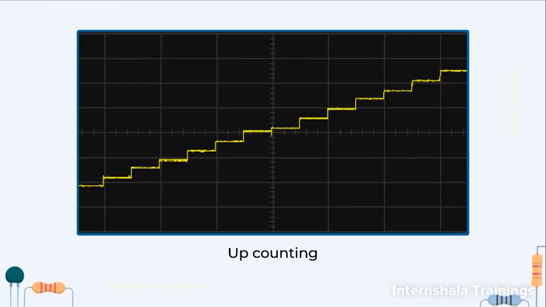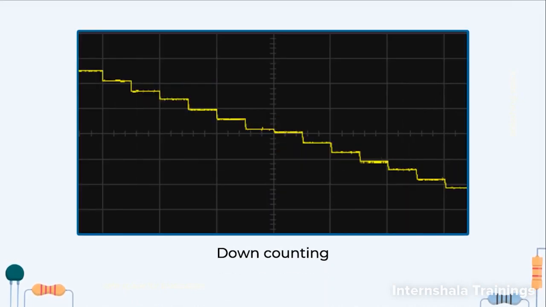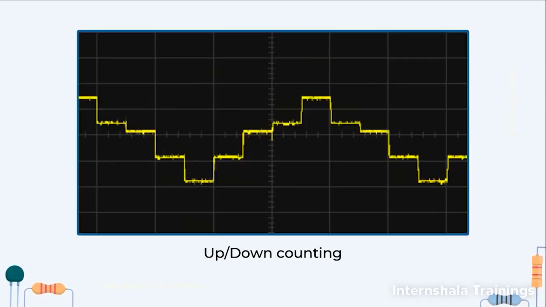So here we have up counting. We are moving upstairs, that means the count values are going up. On the other hand, this is the simulation of down counting, that means we are going down. But we can choose a combination of both. Sometimes we are moving up, sometimes we are moving down.